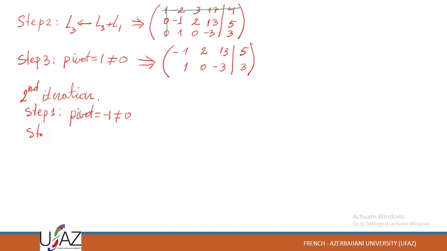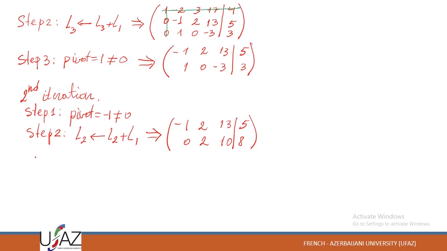Here we must cancel the first element of the second row. To do this, we use this elementary operation. Instead of L2, we write L2 plus L1. From here, our new matrix will be minus 1, 2, 13, 5, 0, 2, 10, 8. This one. Then we move to step 3.